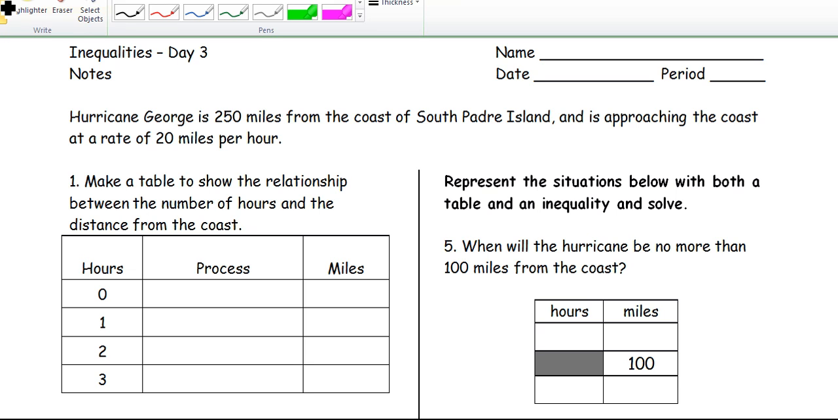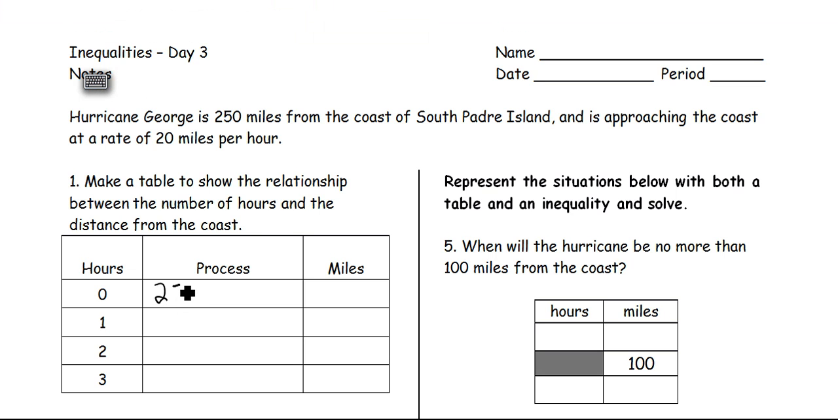We have a scenario. Hurricane George is 250 miles from the coast of South Padre Island and is approaching the coast at a rate of 20 miles per hour. So we need to come up with something that will represent this. Its beginning point is 250, and as it gets closer, that means we're subtracting mileage. So it's minus 20 times the number of hours.